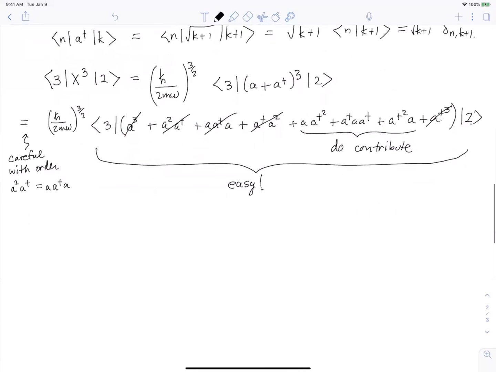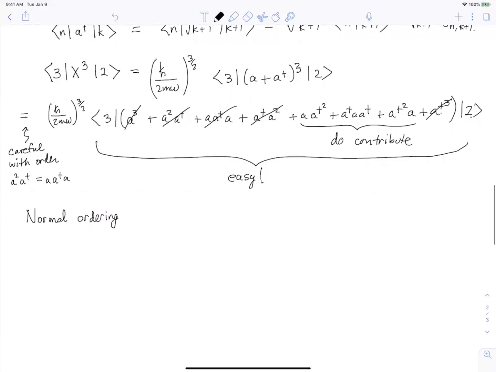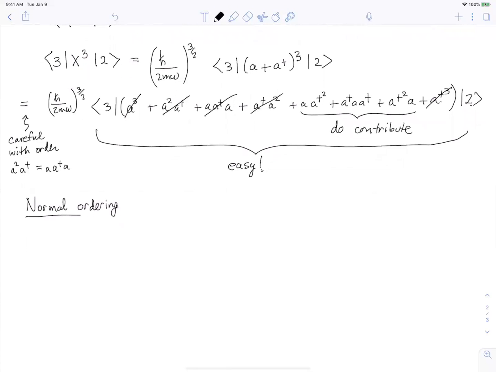Okay, and so let me just mention a systematic strategy, something that you could teach your computer program to do to evaluate these things. It goes by the name of normal ordering. In quantum field theory, normal ordering is a very useful thing because if you don't normal order, you sometimes get infinities that you have to take care of. So this is a systematic strategy.